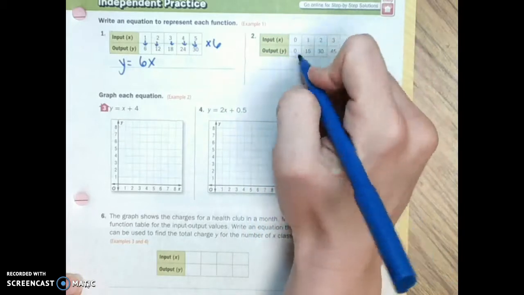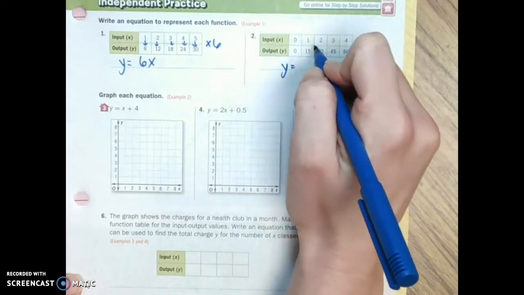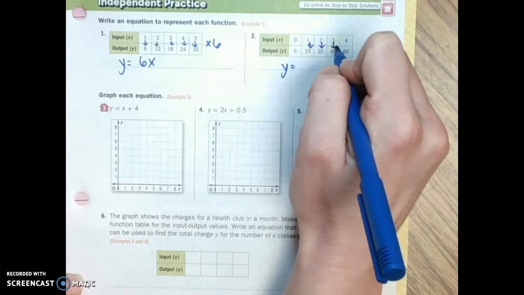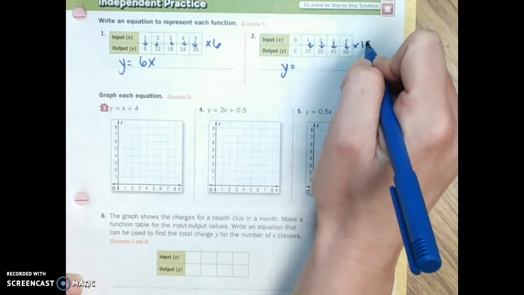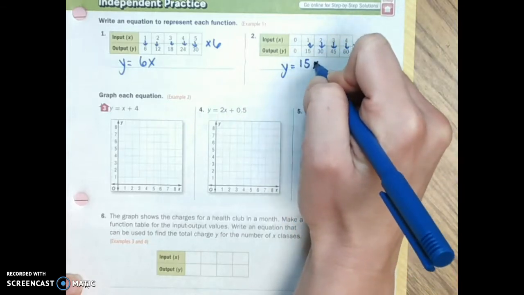Over here, we're going to do the same thing. We're going to write an equation. And you're going to notice, to get from the top to the bottom, we're going to be multiplying by 15, so 15x.